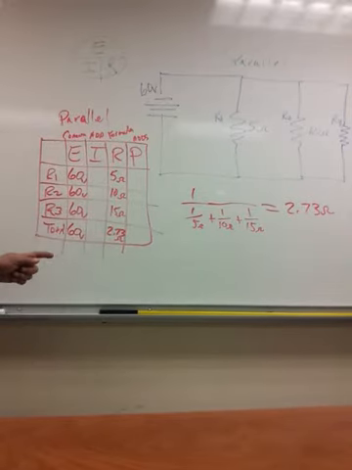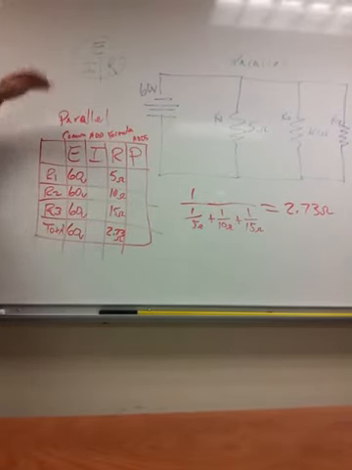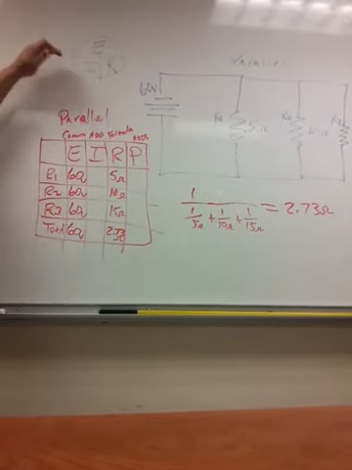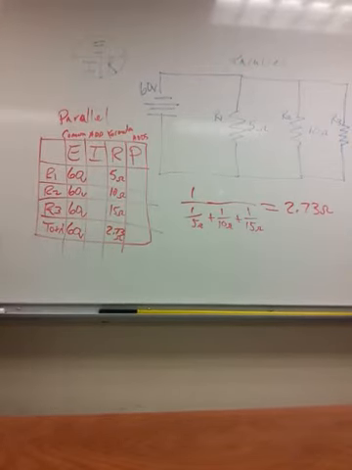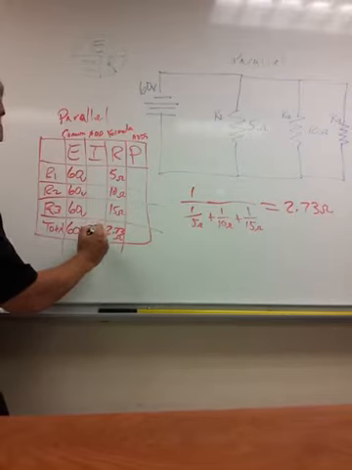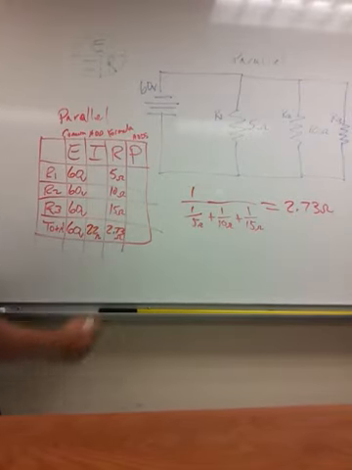Now, using Ohm's law, we'll divide 60 by 2.73 to locate our current, voltage divided by resistance. That's going to give us a value of 22 amps.